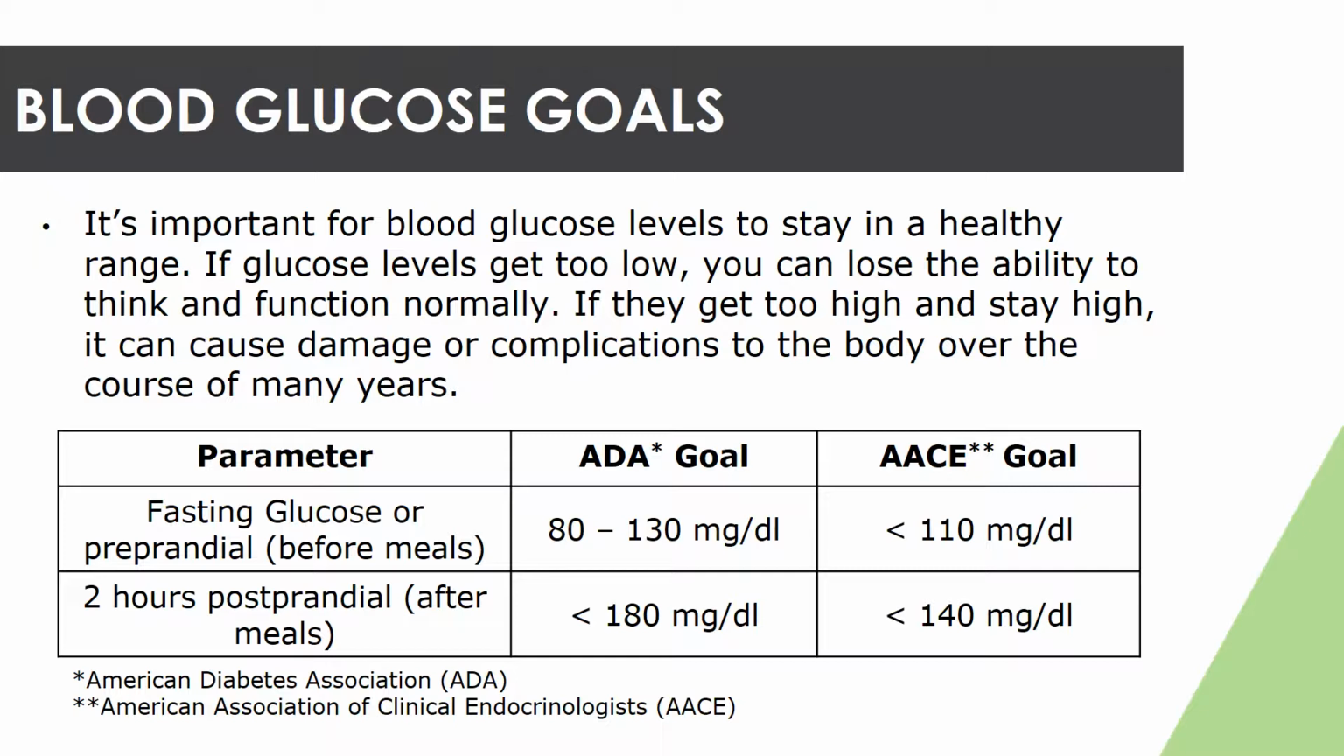You should talk to your healthcare team about your specific goals, as the American Diabetes Association and the American Association of Clinical Endocrinologists have different goals, with the AACE recommending tighter blood sugar control. For fasting blood sugars, 80 to 130 or less than 110 are in range. If testing 2 hours after meals, the ADA recommends less than 180, while the AACE recommends less than 140.